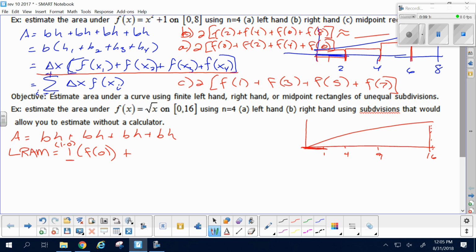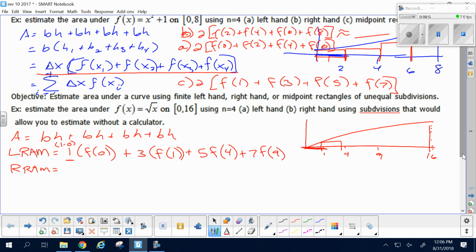Here's my next rectangle. It's 3 wide from 1 to 4, and I'll have a height at F at 1. Okay, so it's a base of 3, which comes from 4 minus 1, times F at 1. The next rectangle, base and height, please. 5 times F at 4. And the last? 7 times F at 9. Okay. I'm not doing midpoint here. Let's do right hand.